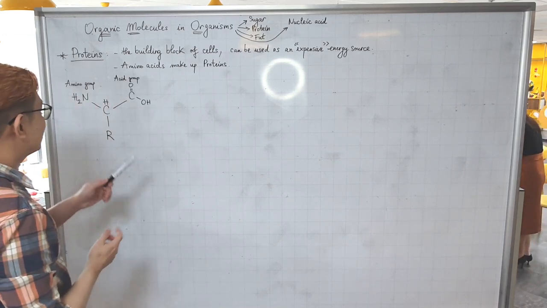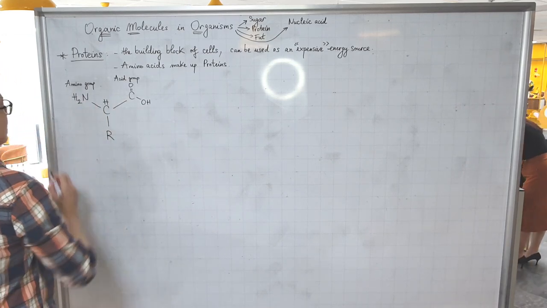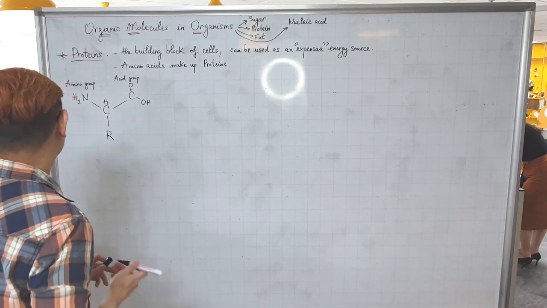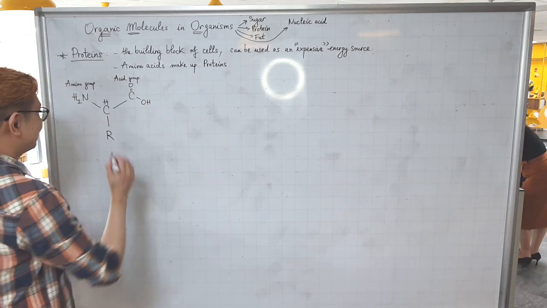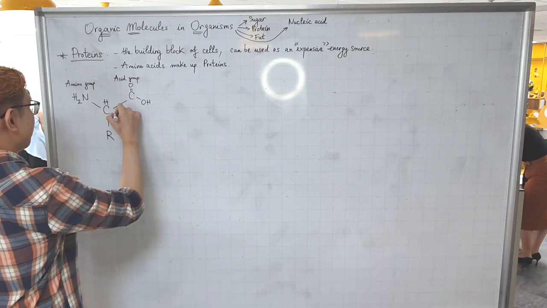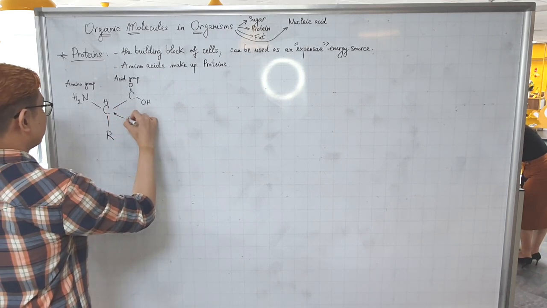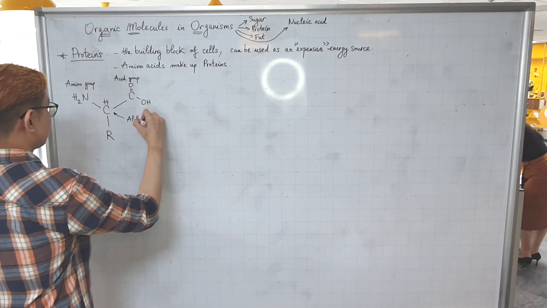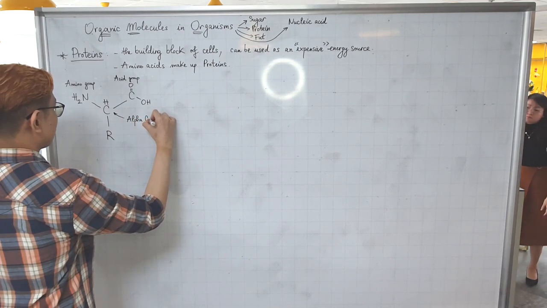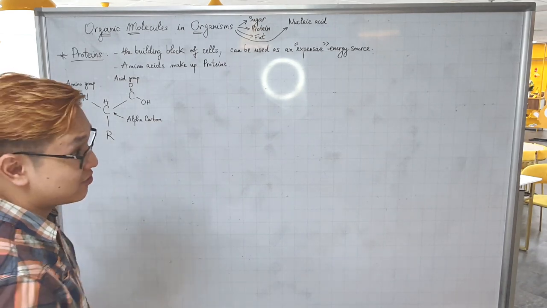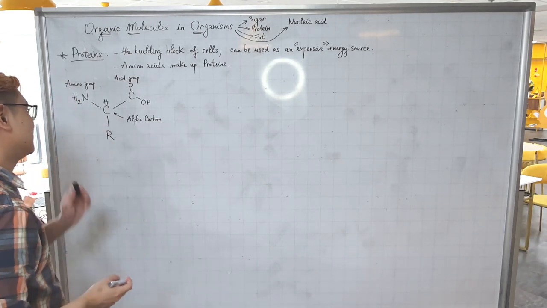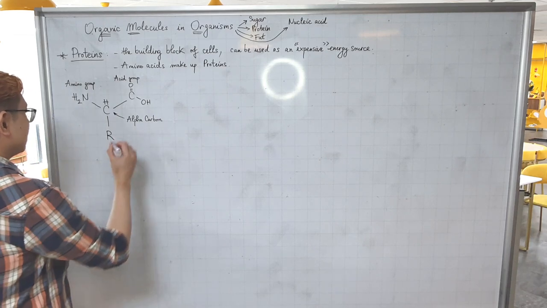This is an amino acid structure, you know. And this is called alpha carbon. Another alpha carbon. And this is a variable group.